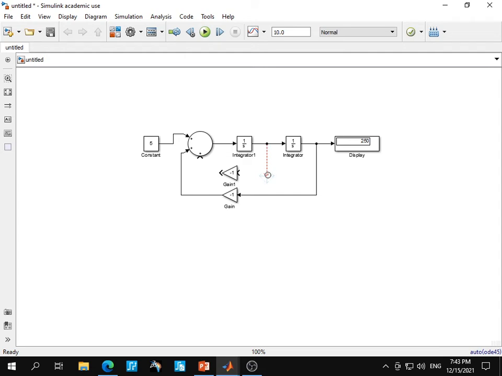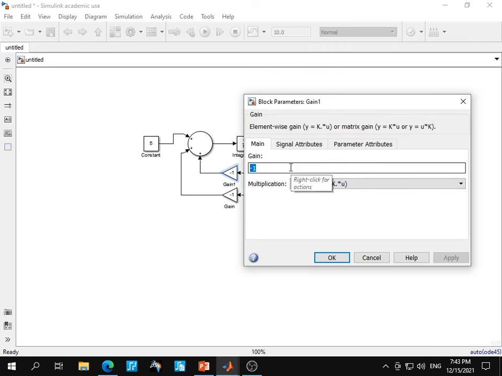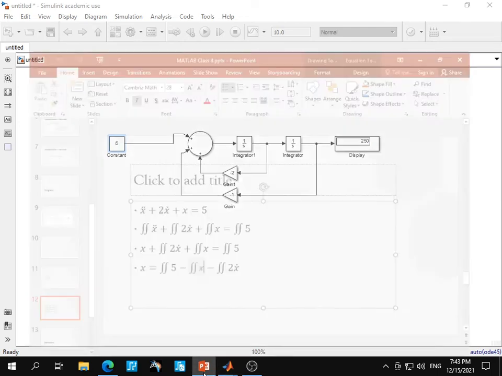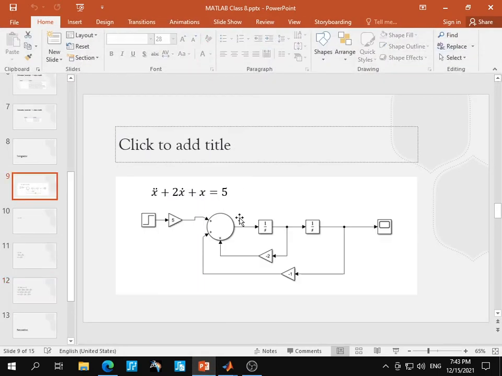This data is x dot. So plus negative 2x dot. And then everything integral 2 times. So this is why we had a Simulink model like this.